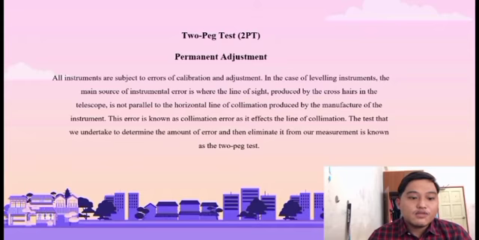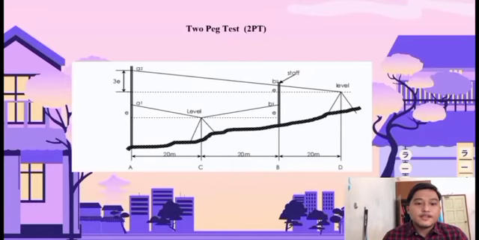The test that we undertake to determine the amount of error and then eliminate it from our measurement is known as the two-peg test. This is an example of two-peg test.